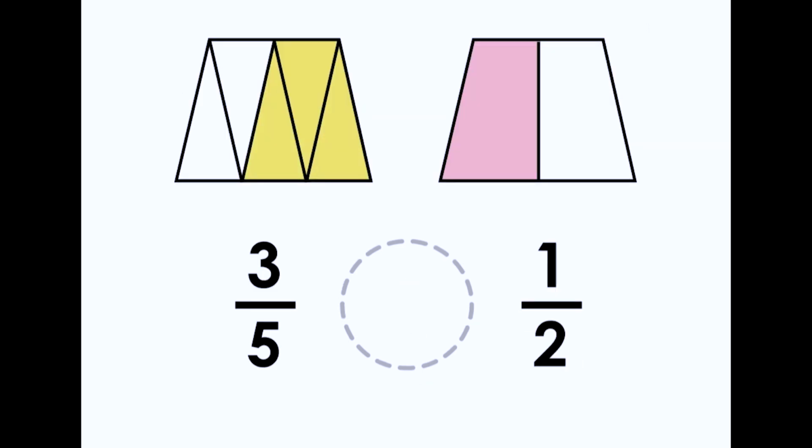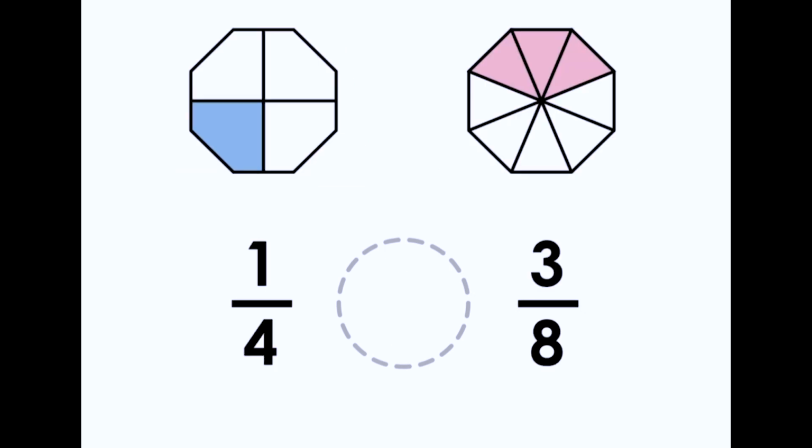Try comparing these fractions on your own. The answer is 3/5 is greater than 1/2. Try one more. Remember, in your mind, you can turn the fractions so that the parts that are colored in are facing the same direction. The answer is 1/4 is less than 3/8.